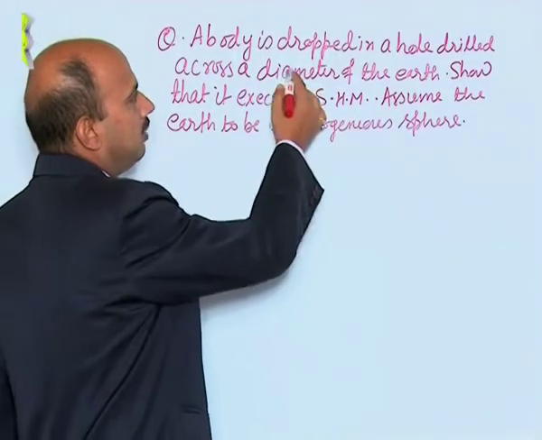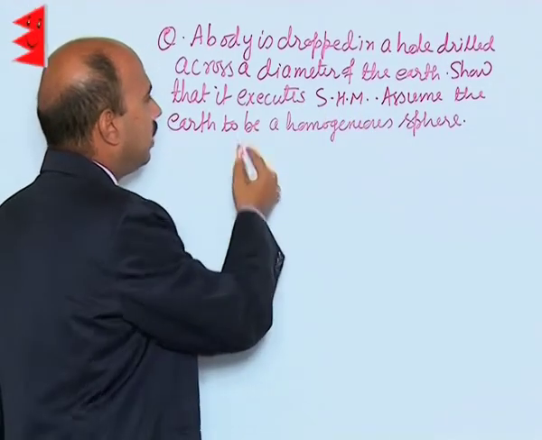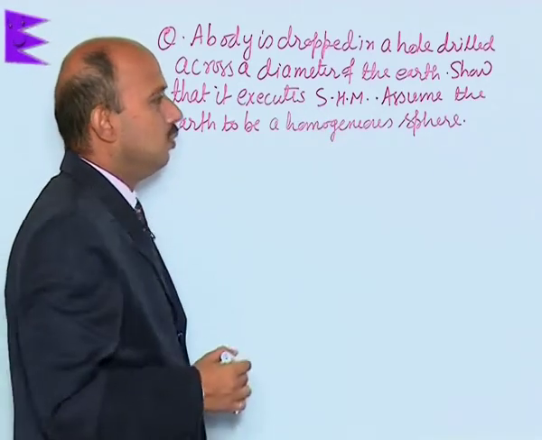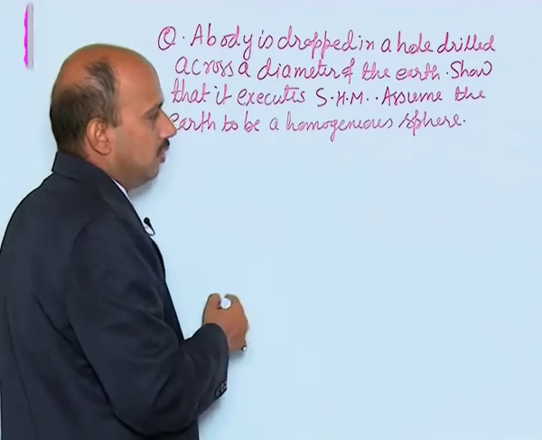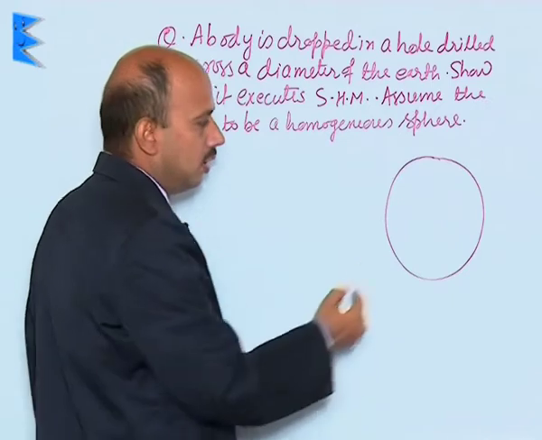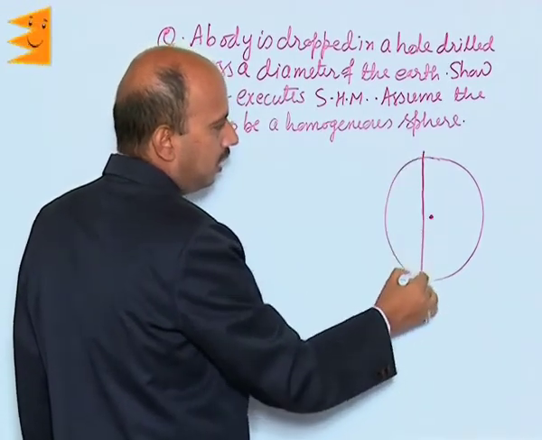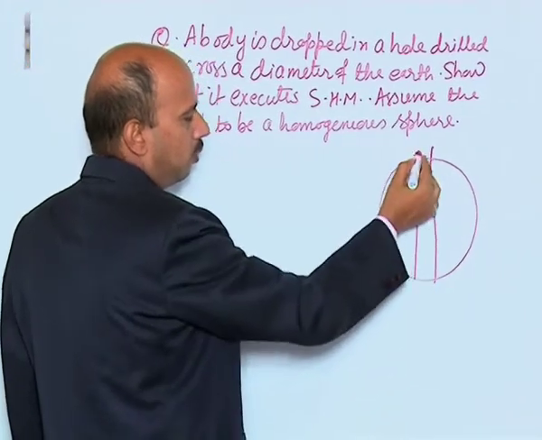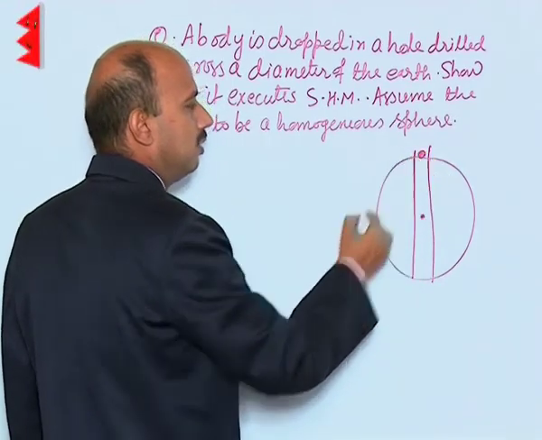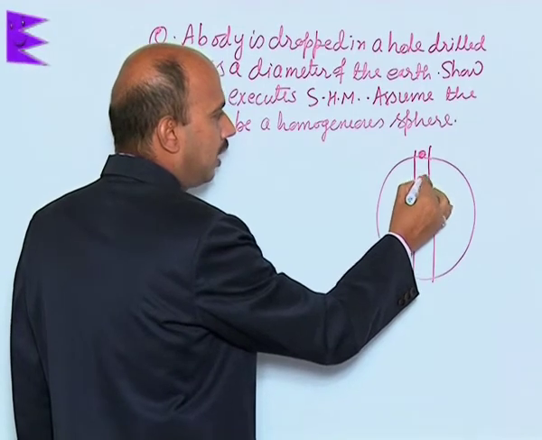See here, a body is dropped in a hole drilled across a diameter of the earth, so that it executes simple harmonic motion. Assume the earth to be a homogeneous sphere. Earth is like this, a spherical one. This is the center of earth, and now a hole is dug like this, from one pole to another pole, and a body is dropped from this end. Suppose the body reaches this point after some time.